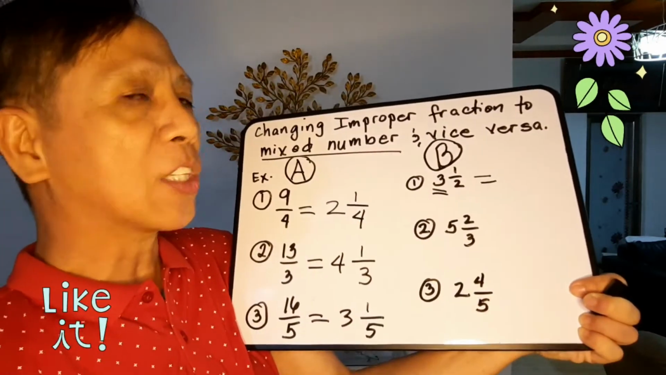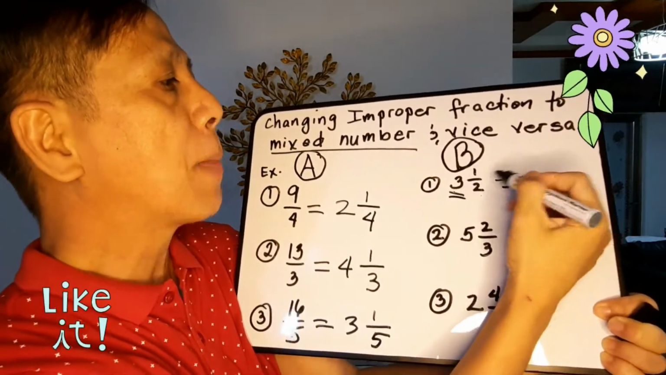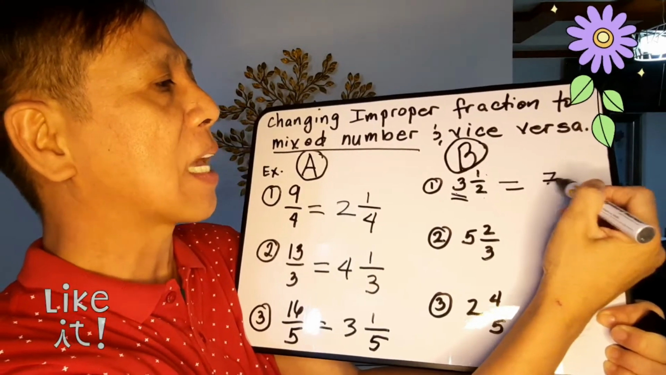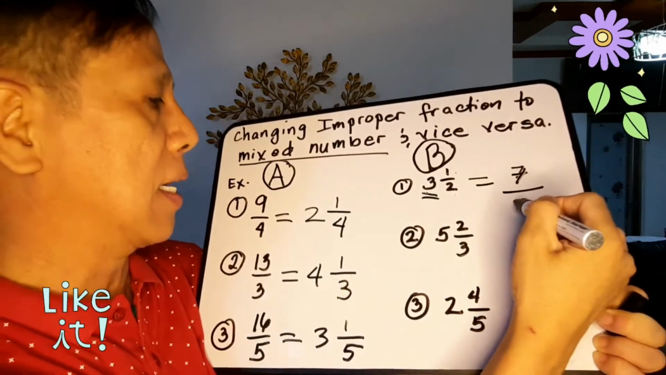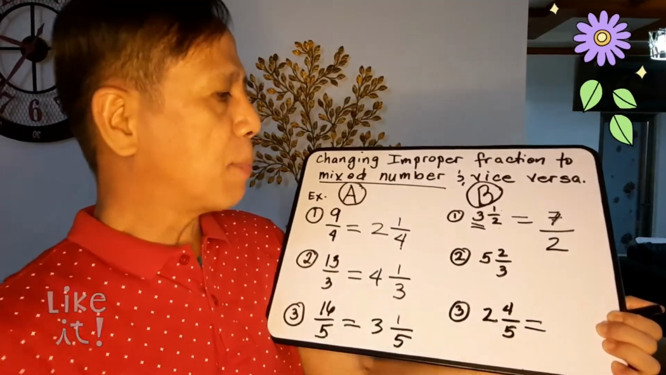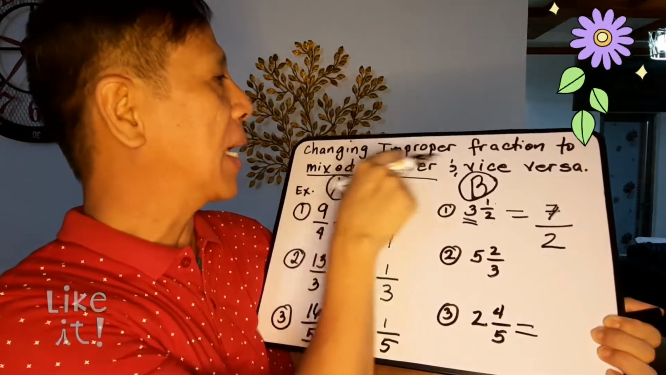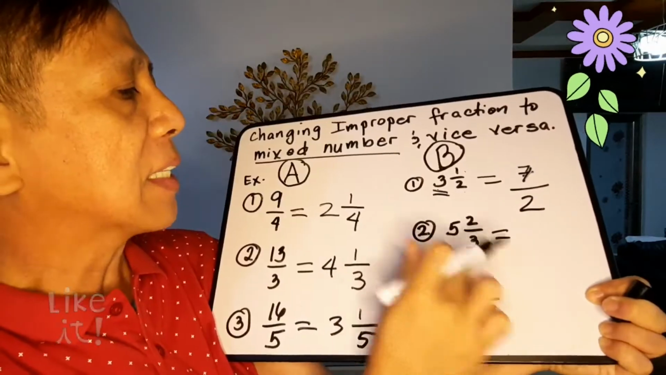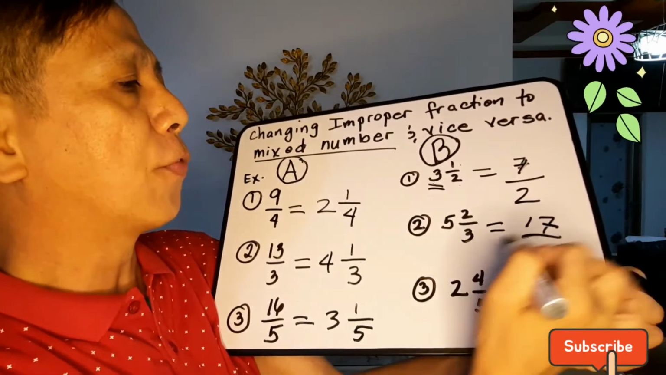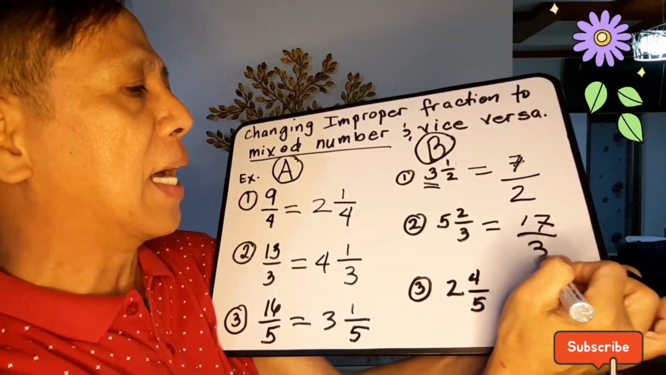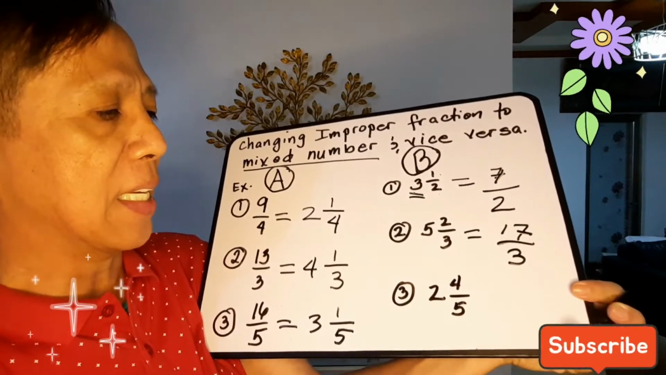Ngayon, i-change natin ito sa improper. Madali lang. 2 times 3 is 6 plus 1, the numerator is 7. 7 over, kopyahin ang denominator na 2. Ngayon, number 2, 5 and 2/3. Change these to improper fraction. 3 times 5 is 15 plus the numerator 2, 17 over, kopyahin ang denominator na 3. 5 and 2/3 is equal to 17 over 3.